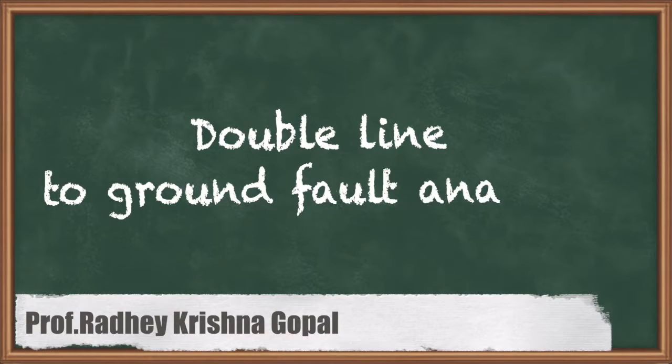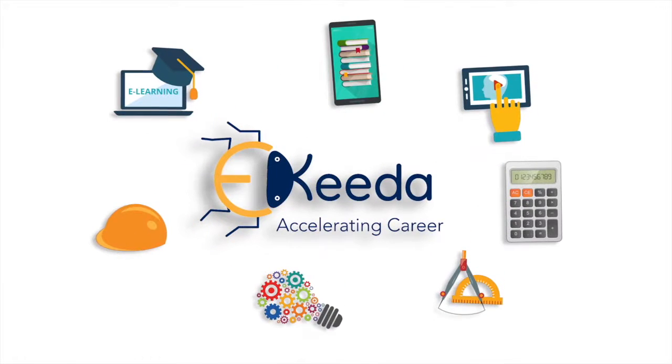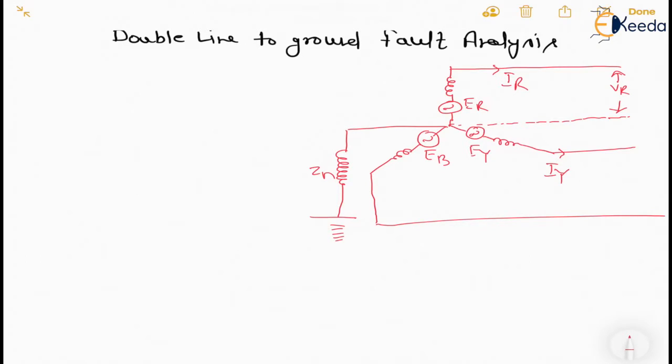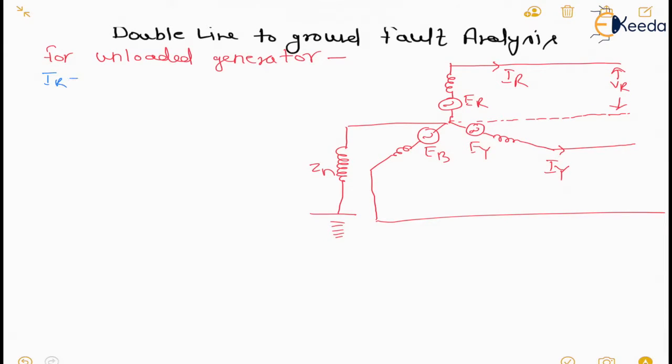Hello friends, now we are going to study double line to ground fault analysis. Let us assume an unloaded generator. For an unloaded generator, we know that the value of IR is equal to 0, the value of IY is equal to 0, and the value of IB is equal to 0.